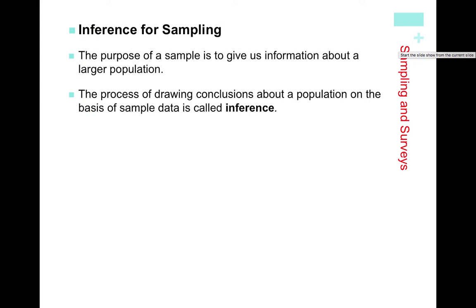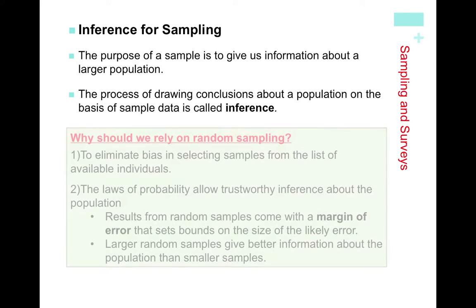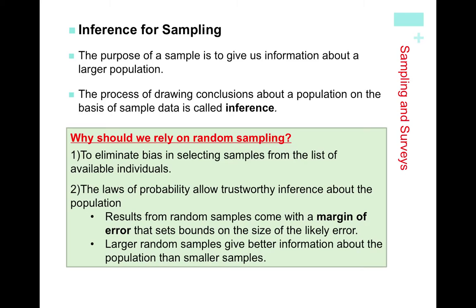Okay. So the purpose of a sample is to give us information about a larger population. So the process of drawing conclusions about a population on the basis of a sample is called inference, because we're going to infer about the population from which we draw a sample and survey from. Okay. So why should we rely on random sampling? Well, one, we need to eliminate bias in selecting our samples, okay?